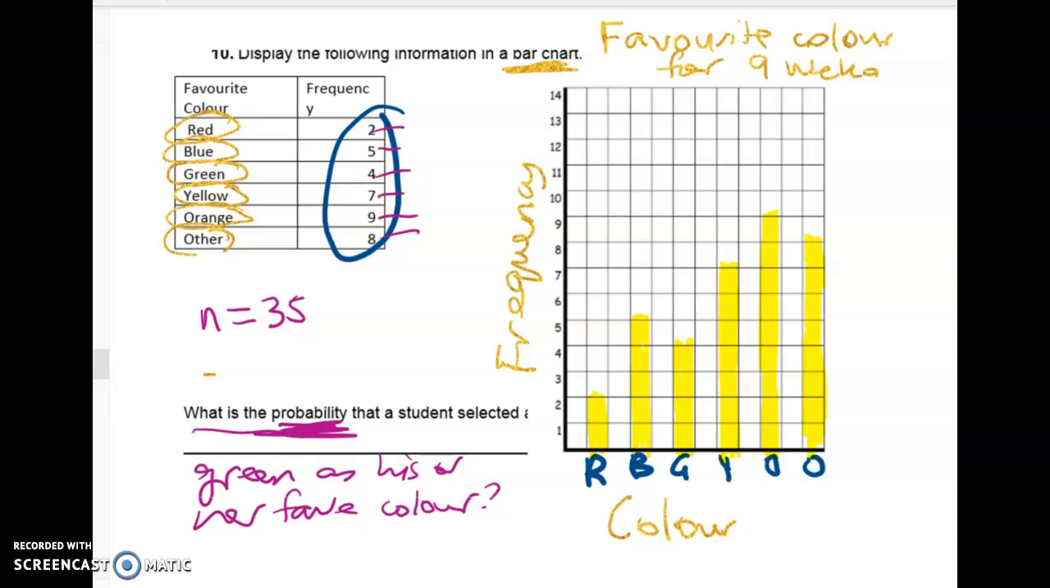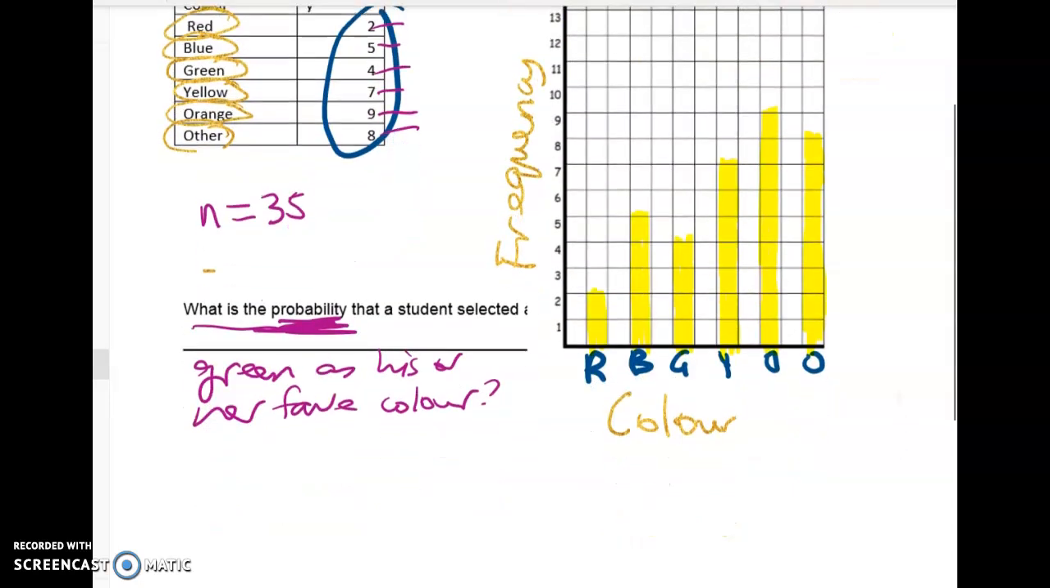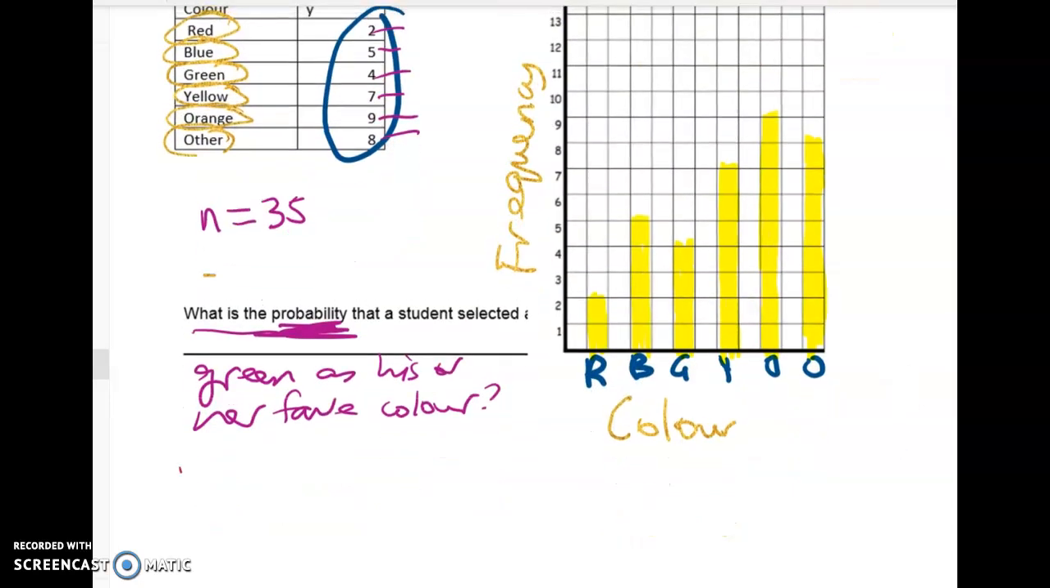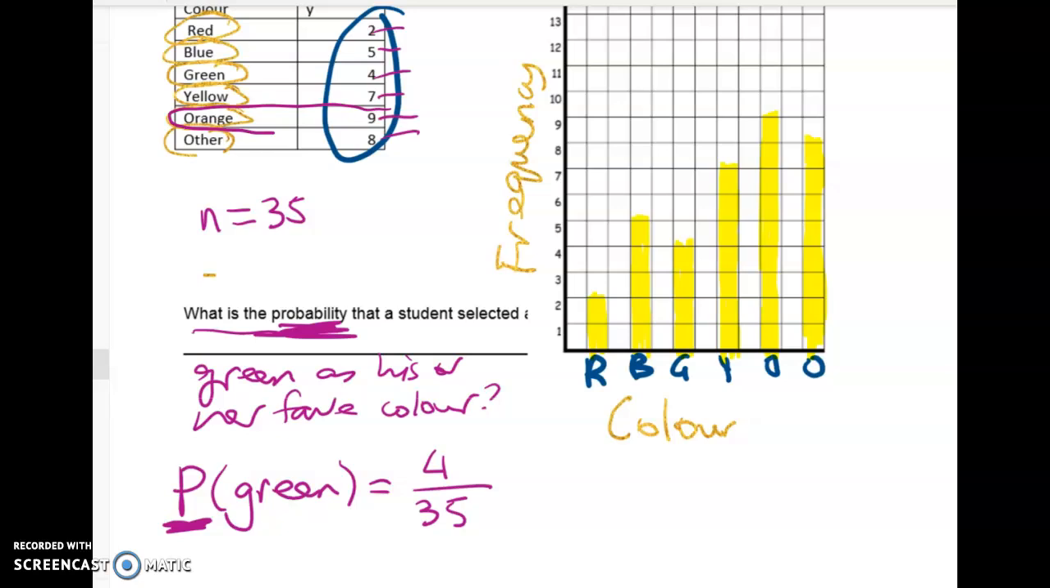So how many chose green? Imagine that you're putting all of those names of kids and their favourite colour into a hat, and you're pulling out one and looking at what it is. So we're going to write this, probability of green is equal to 4 out of 35. This notation here, this P bracket thing, is how we write probabilities, and you'll see that later on this year and next year. If I wanted to do the probability that they chose orange, I'd look here and I'd go, well, 9 out of 35 chose orange. So P of orange would be 9 out of 35.